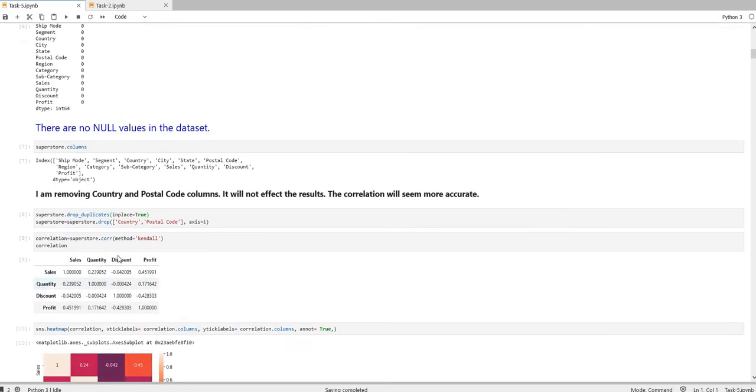This is the correlation between columns of sales, quantity, discount, and profit. Mainly, correlations happen with integer or float data types, not object data types.